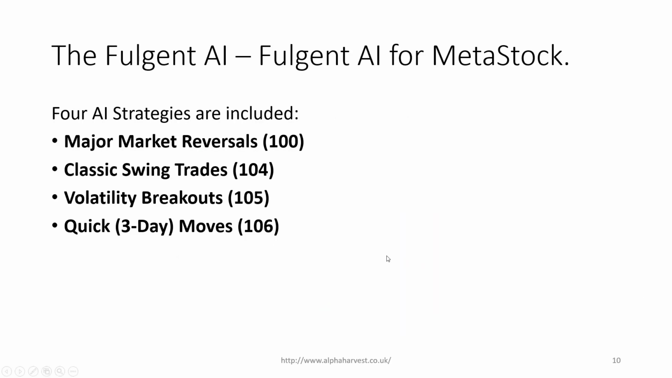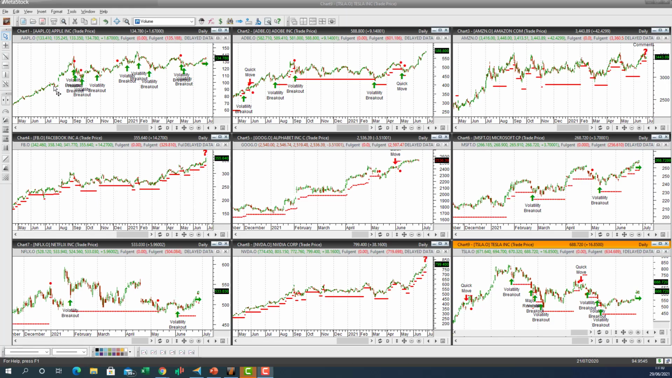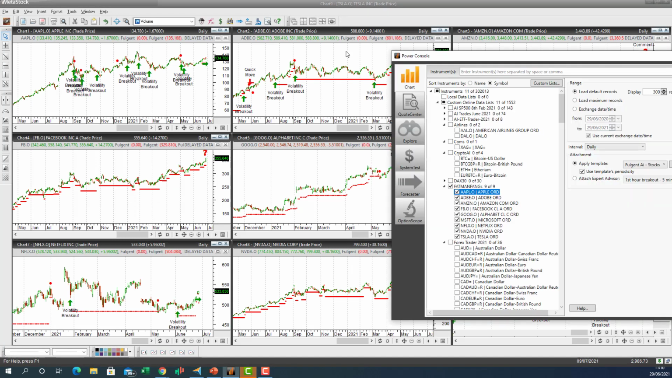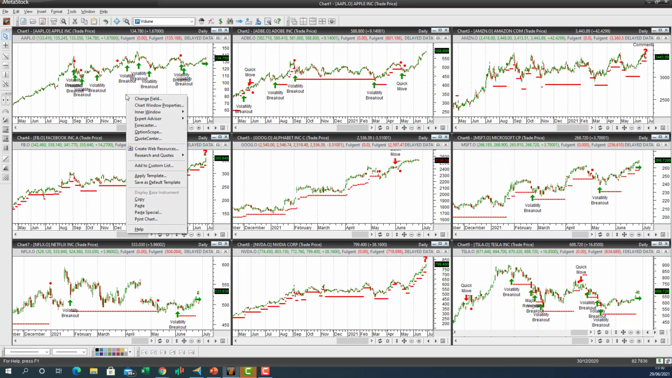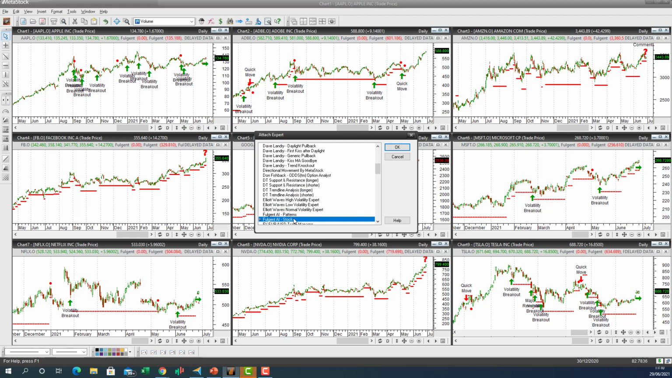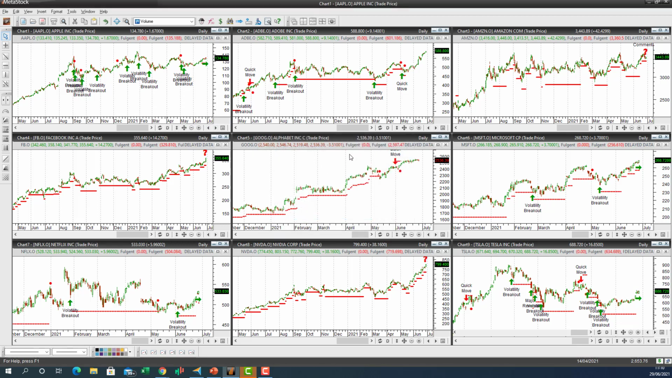Okay, that brings us to these 4, and we're going to jump straight into the MetaStock platform looking at the FATMANFANG stocks up next. So I've got the MetaStock platform open. I select the power console, and over there I select my FATMANFANG stocks. There's about 9 of them in the collection. I'll expand it as we go along, adding some interesting names. And also make sure you've got your Fulgent AI Expert Advisor attached to the chart, because that loads the artificial intelligence indicators on that particular chart.